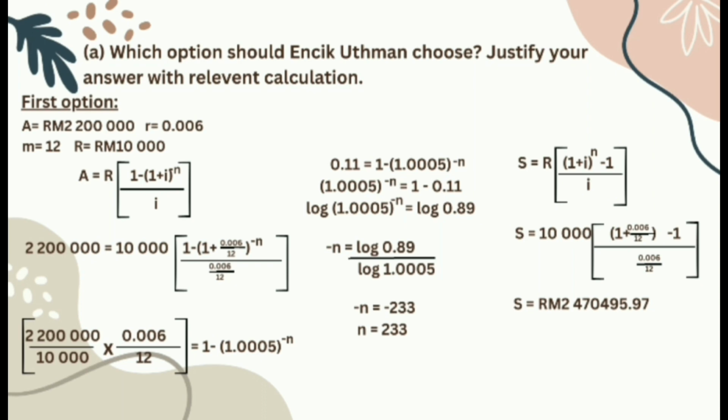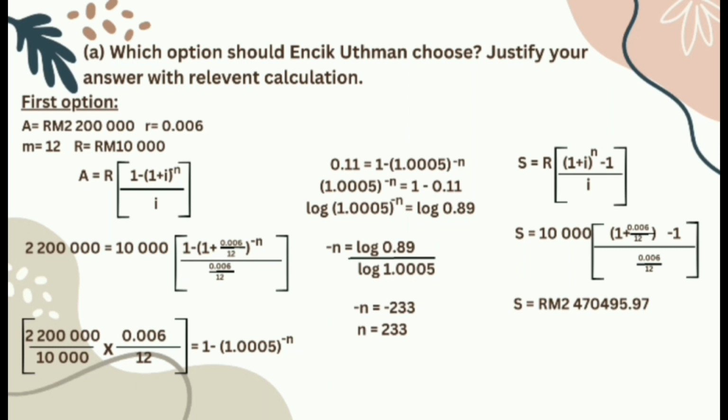We're gonna bring the negative n to the left, so it's gonna be in brackets 1.005 to the power of negative n equals 1 minus 0.11. After we calculate, we're gonna use log to find the n, so negative n equals log 0.85 over log 1.005. So we're gonna get negative n equals negative 233. We're gonna cut the negative, so n is gonna be 233.